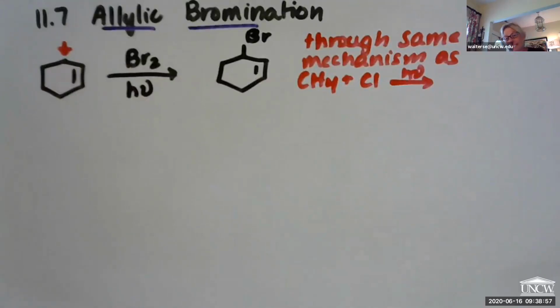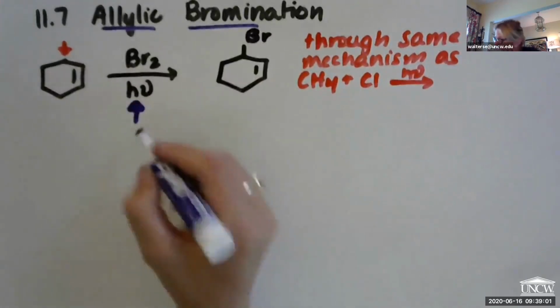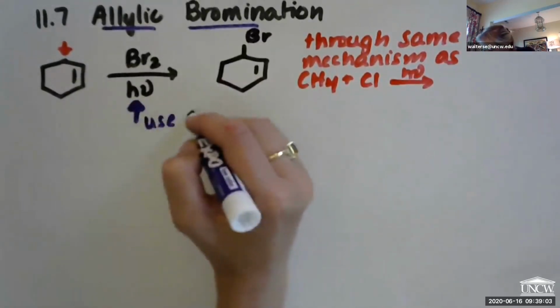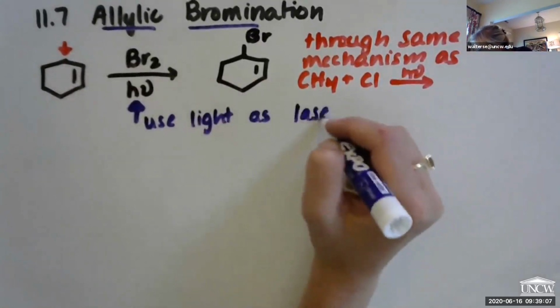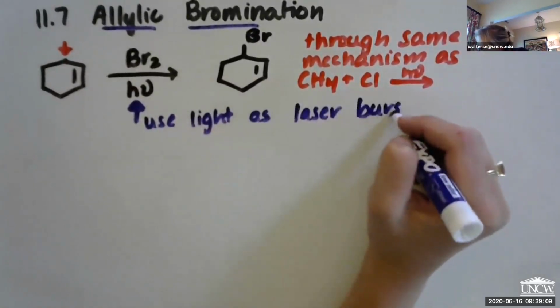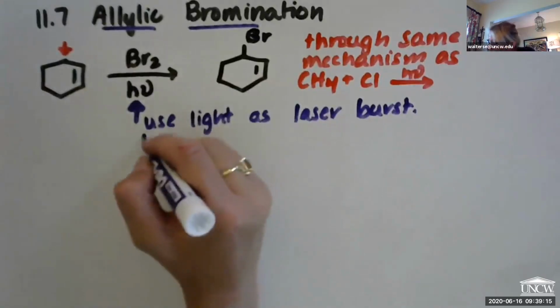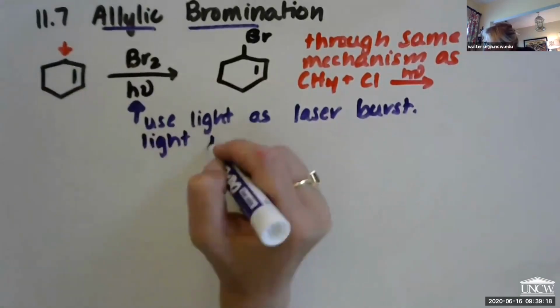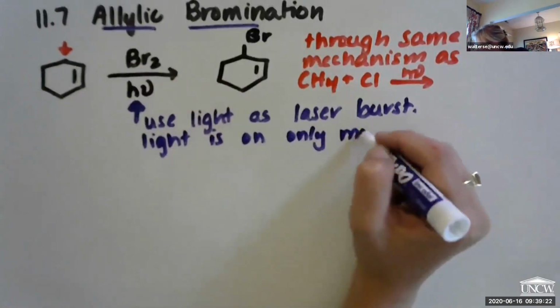Okay, but what I didn't tell you is that when you use the light, you use the light as a laser burst, which means you don't continually have a light source on. Okay, so the light is on only momentarily.